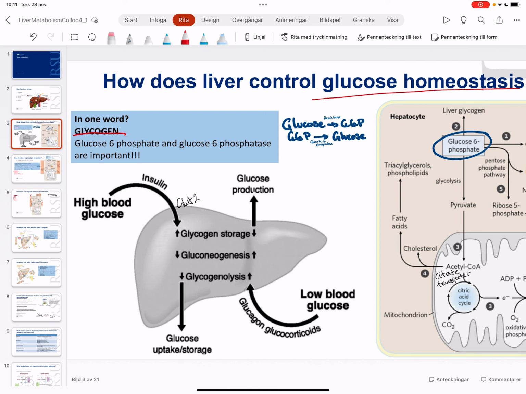Insulin will decrease gluconeogenesis, and it will decrease glycogenolysis. If you have to remember one thing, it is that insulin does uptake and storage, mainly storage of glucose in the liver. And glucagon will do the opposite of what insulin does. Another thing that we have to know is the importance of glucose 6-phosphate and glucose 6-phosphatase, what they are and what they do.